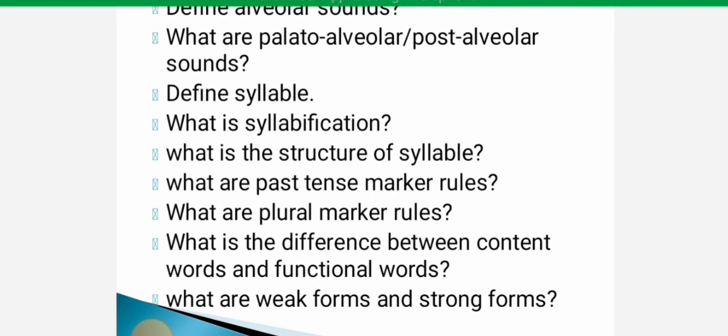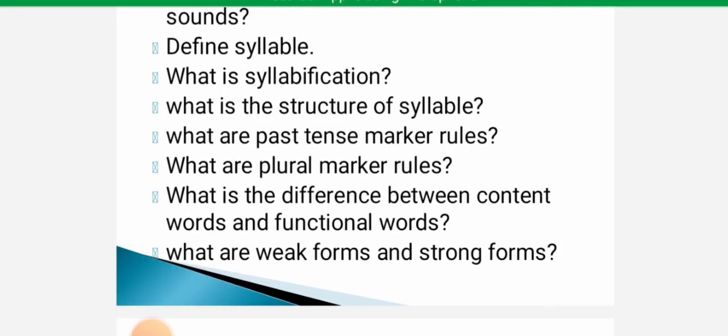Leave, leaves. Just look at leave, leaves. Next, glass. Glass, which is pronounced in plural like glasses. Glass, glasses. Language, languages. Bounce, bounces. Just look at that. Bounce, bounces. Plural marker rules. I'm not talking about rules.